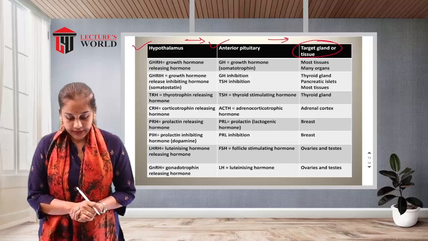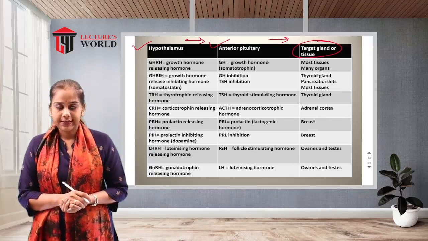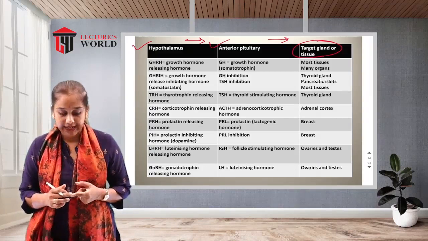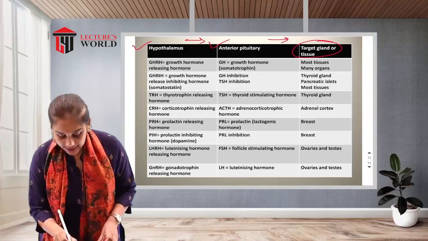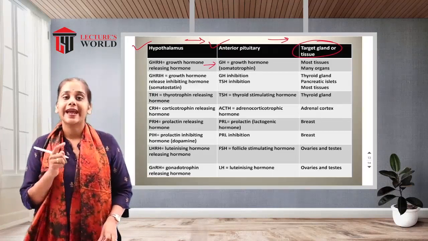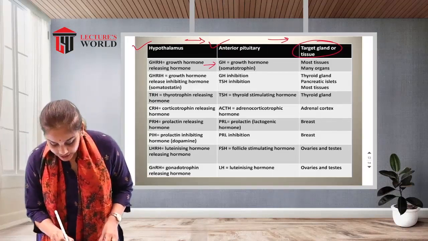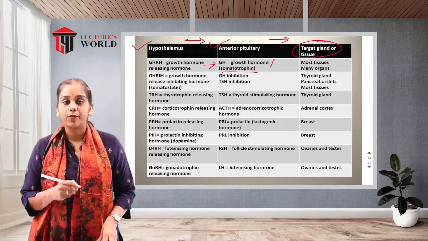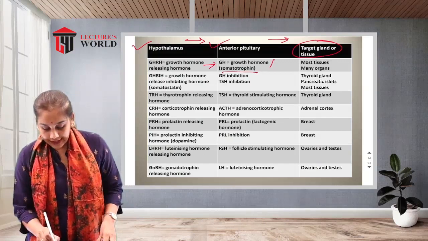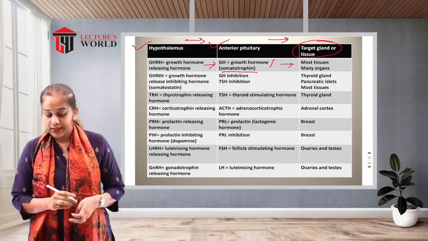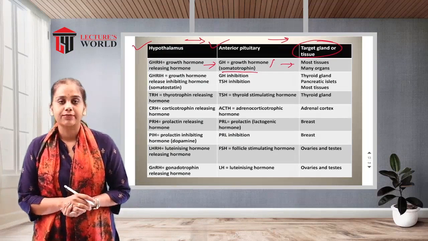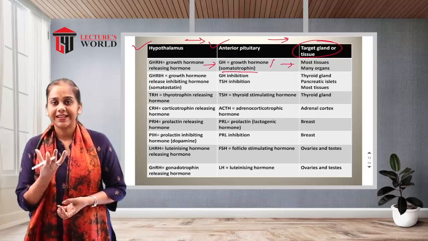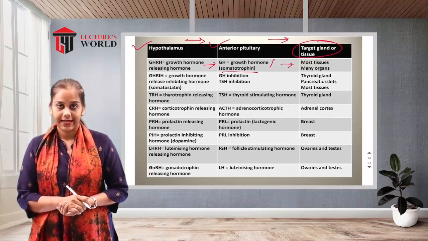For example, the first one is growth hormone releasing hormone. Growth hormone releasing hormone is secreted by the hypothalamus. It triggers the secretion of growth hormone in the anterior pituitary gland. The synonym of growth hormone is somatotropin. This hormone goes directly to most of the tissues and many organs in our body, because it produces growth, the multiplication of cells and tissues.